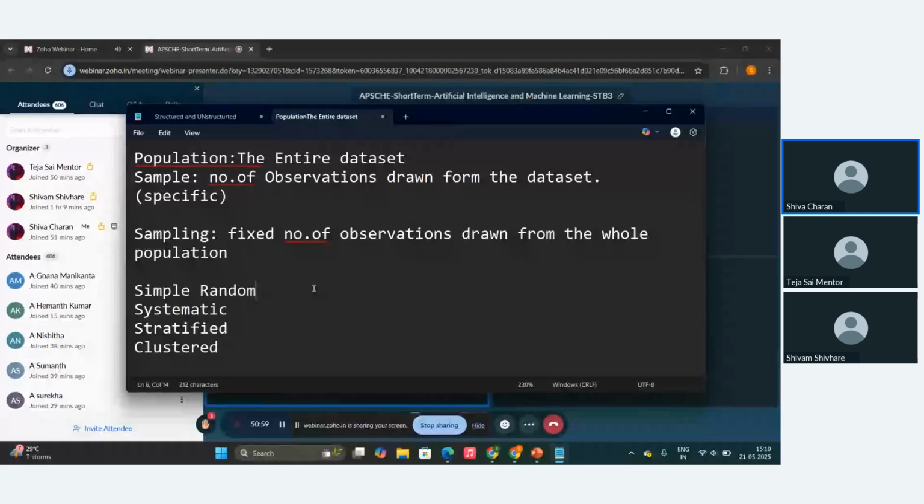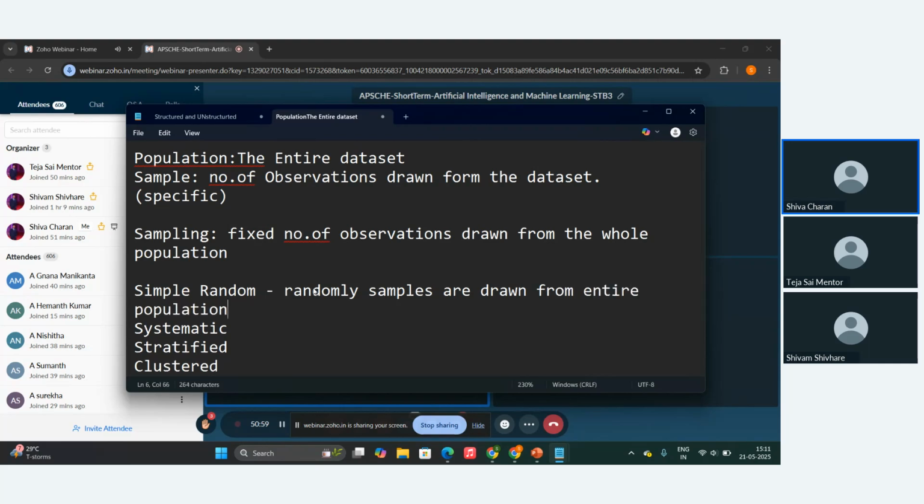What is simple random sampling? Simple random sampling is nothing but picking the samples randomly, or considering the samples randomly from the entire population, which is the whole data set. A data set means a two-dimensional data frame, where you'll be having rows and columns.